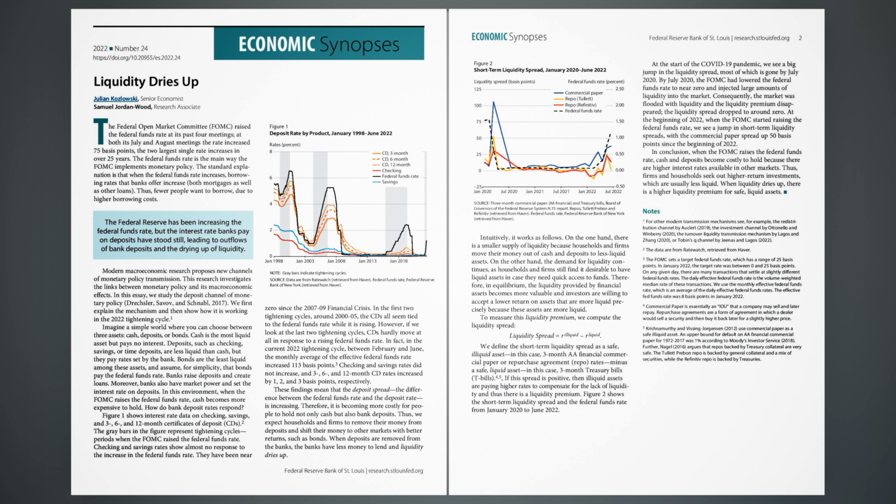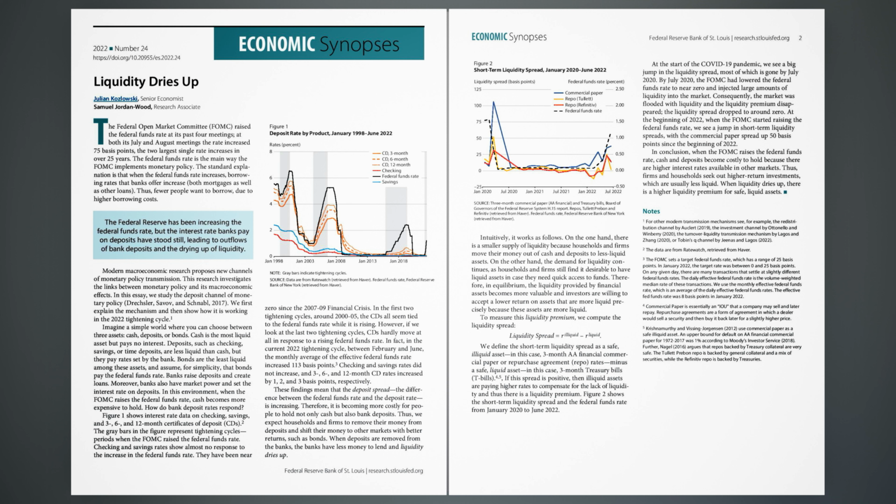Notes. 1. For other modern transmission mechanisms see, for example, the Redistribution Channel by Auclert, 2019, the Investment Channel by Ottonello and Winberry, 2020, the Turnover Liquidity Transmission Mechanism by Lagos and Zhang, 2020, or Tobin's Q Channel by Geanakoplos and Lagos, 2022. 2. The data are from Refinitiv, retrieved from Haver. 3. The FOMC sets a target federal funds rate, which has a range of 25 basis points. In January 2022, the target rate was between 0 and 25 basis points.